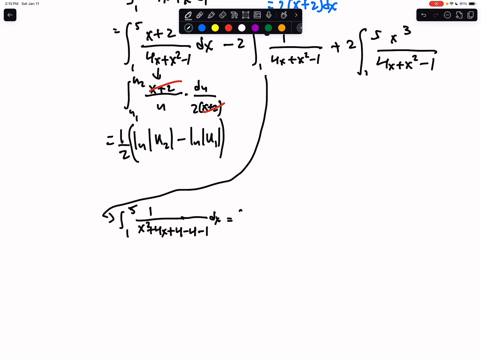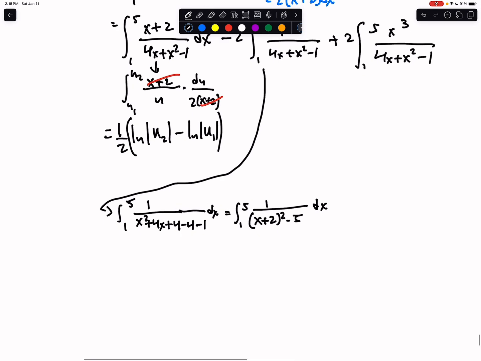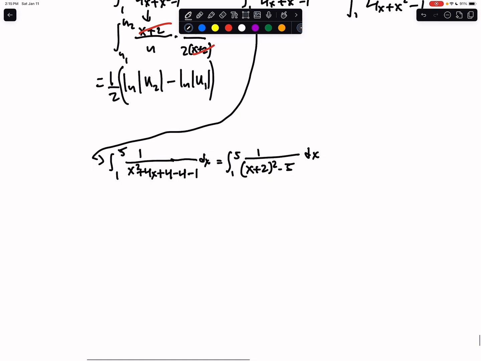So that'll just be the integral from 1 to 5 of 1 over (x plus 2) the whole squared minus 5 dx, right? As I said, this isn't an arctan case, because if we take the square root of negative 5, that'll be imaginary, and that just won't make sense. We can't do anything with that.